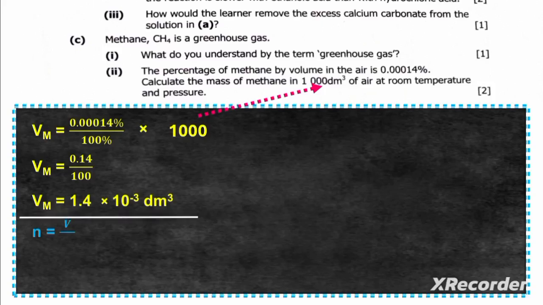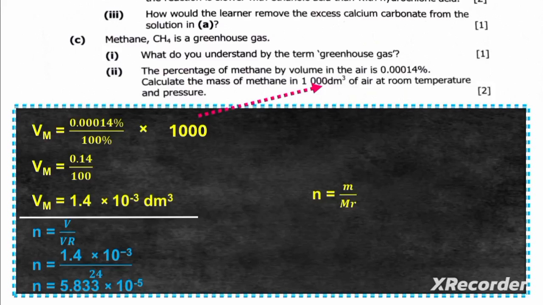So what do we need to do next? Let us find the number of moles. We are from finding volume, which is 1.4 times 10 to the power negative 3. Divide by 24. We are going to get 5.833 times 10 to the power negative 5.